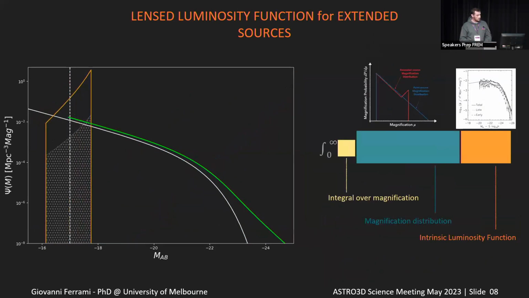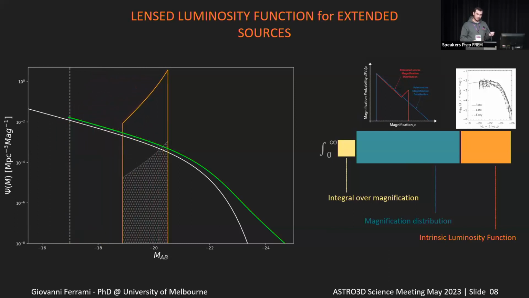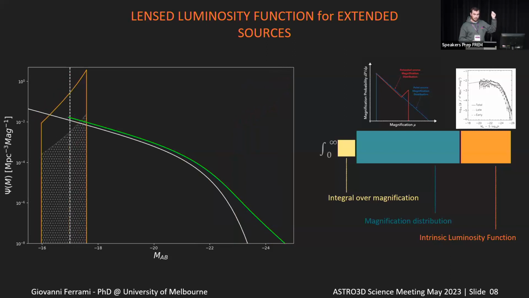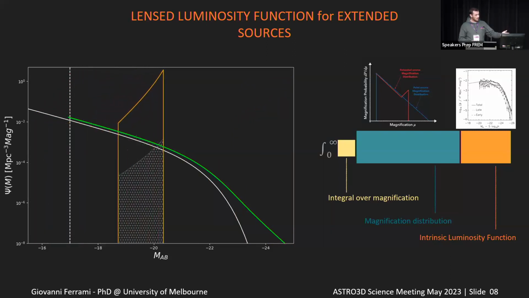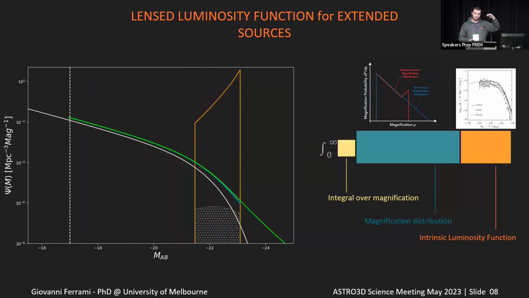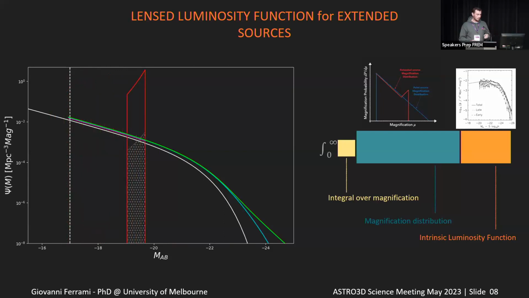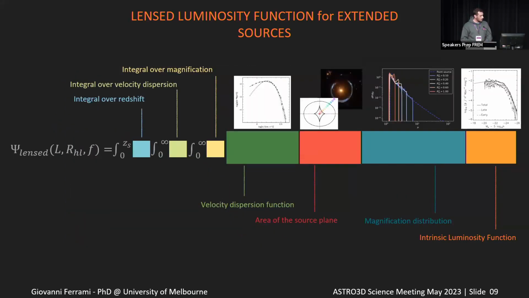What I did is introduce extended sources and elliptical lenses. So here you see that if you change the kernel of the convolution, you get intermediate solutions between the double power law of a point source and the intrinsic Schechter. And again, if you change it to a smaller one, you get closer to the intrinsic Schechter.